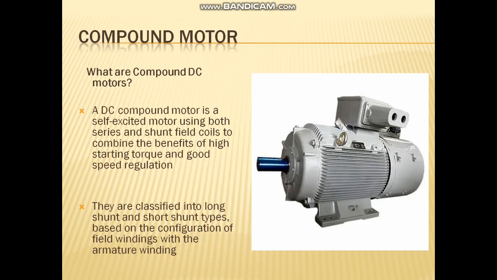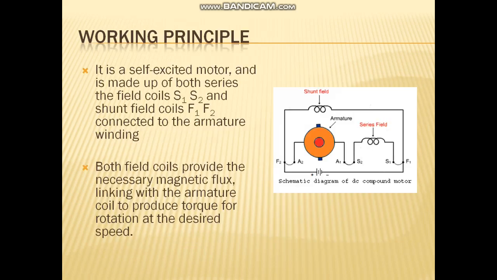Compound motors. A DC compound motor is a self-excited motor using both series and shunt field coils to combine the benefits of high starting torque and good speed regulation. They are classified into long shunt and short shunt types based on the configuration of field windings with the armature winding.